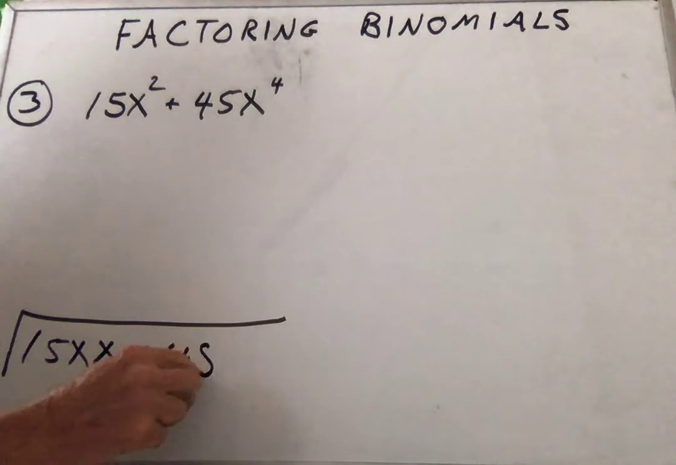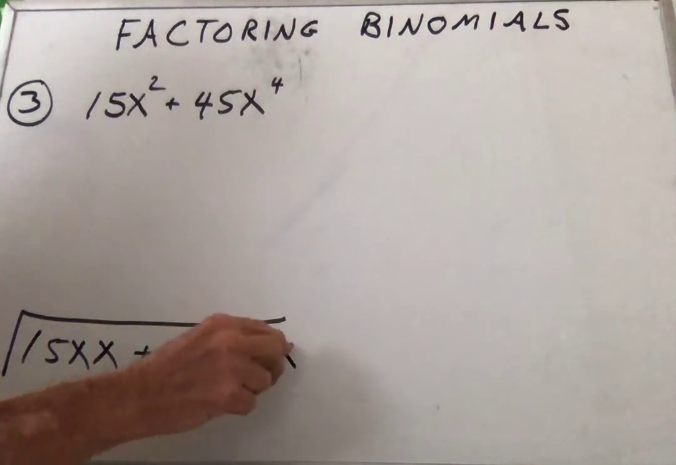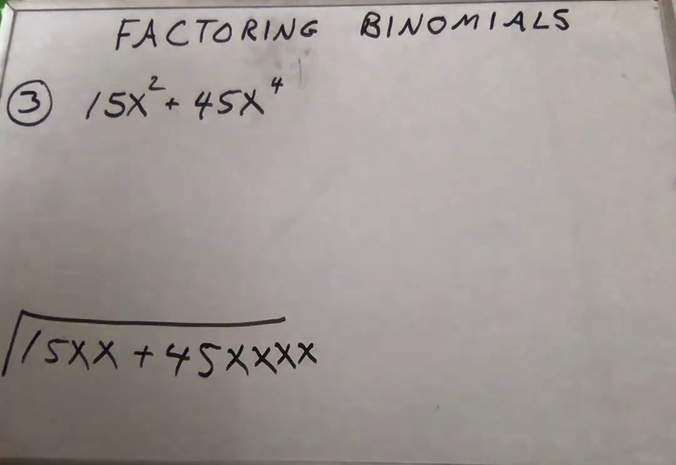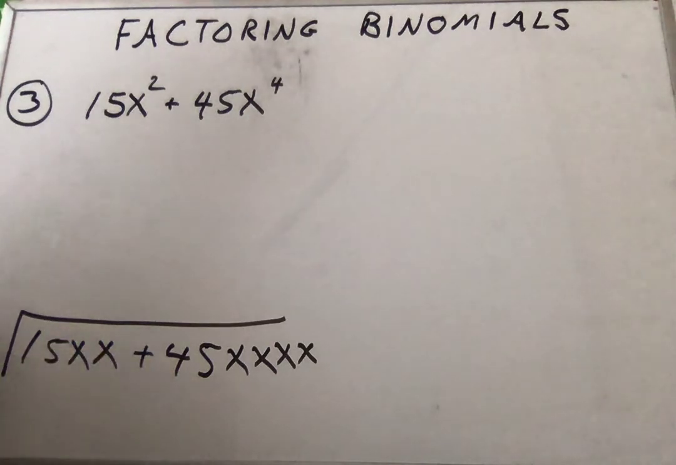15 divided by 5 is 3, and you bring the x's up. 45 divided by 5 is 9, bring the x's up. Good job. Count 2, yes, 1, 2, 3, 4, 1, 2, 3, 4, excellent. Okay.